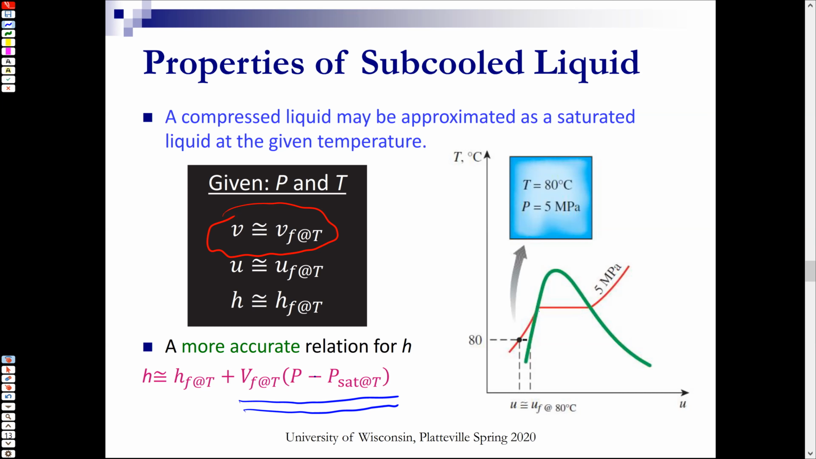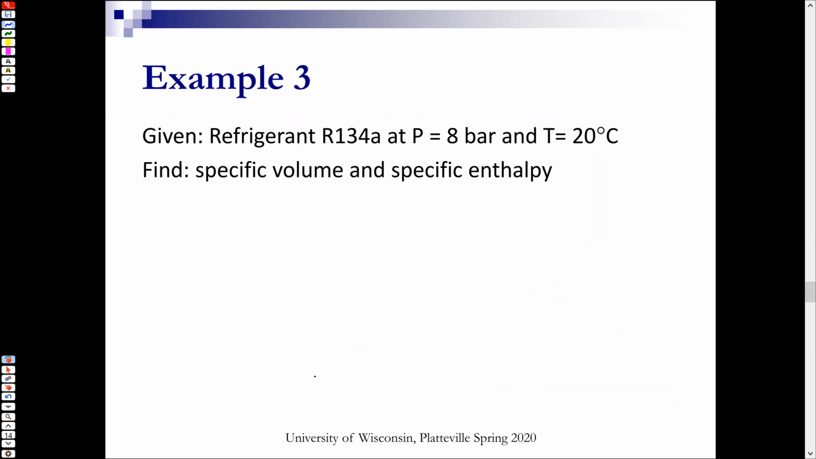Now let's look at one example together and see how we use these estimates. Refrigerant 134a is given at 8 bar and 20 degrees Celsius. I want you to find the specific volume and the specific enthalpy of this refrigerant at the given condition. Please pause your video for 10 minutes now and try to solve it yourself. Then you can return and watch how I solve this problem, okay?